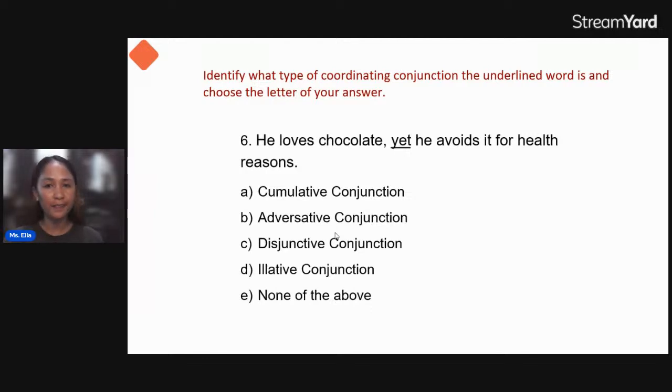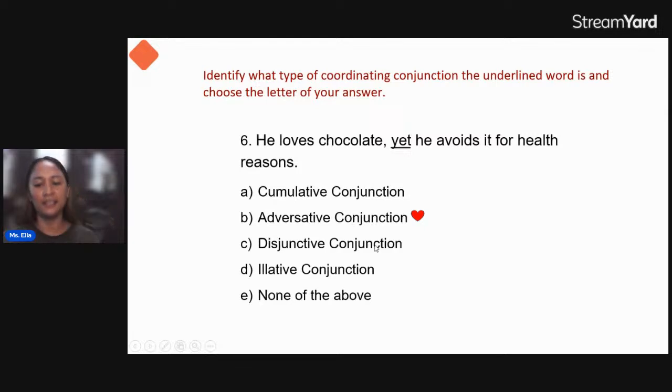Okay, so for number six, the correct answer is letter B, adversative conjunction. Why? Because the first statement here is he loves chocolate, right? Love. But then he avoids it for health reason. He loves chocolate, yet he avoids it for health reason. That means it's an adversative conjunction. Okay? It's contrasting or opposing with each other.